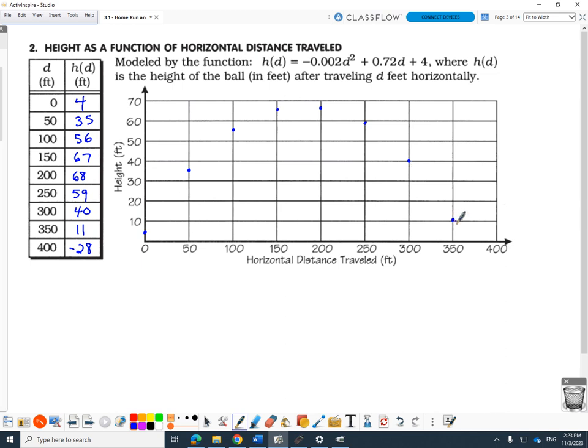And I'm going to pretend to graph it, even though I know it's ridiculous, so we can talk about what it means. 400, negative 28, I don't know, down there somewhere. Clearly a baseball cannot do that.